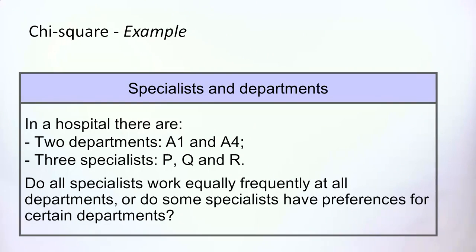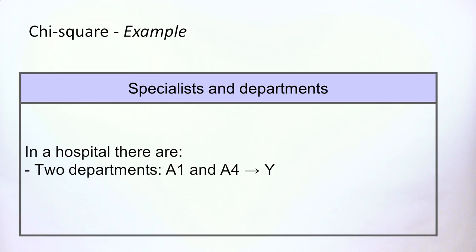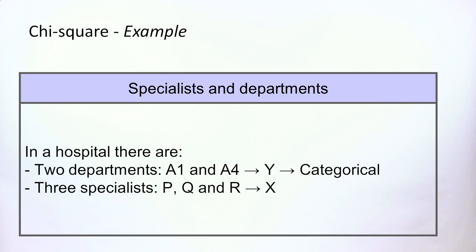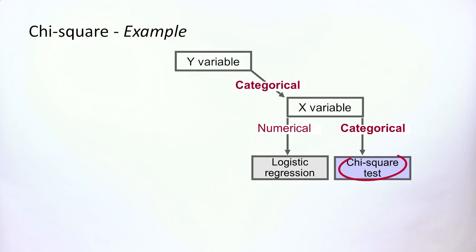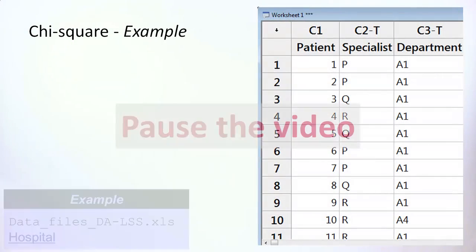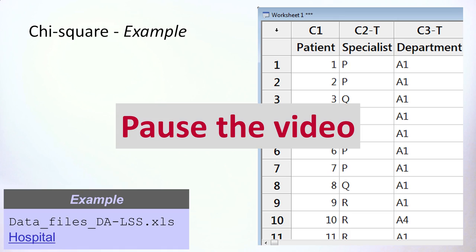Therefore, you want to know if the specialists work equally frequently on both departments, or if they prefer one department over the other. The 2 departments are your y variable. This variable is categorical. The 3 specialists are your x variable, or your influence factor. This is also categorical. So, we have to perform a chi-squared test. This is what our measured data looks like. Now, pause the video, load your data into Minitab, and then we will continue.